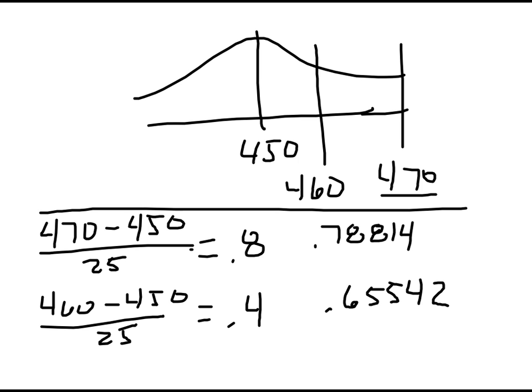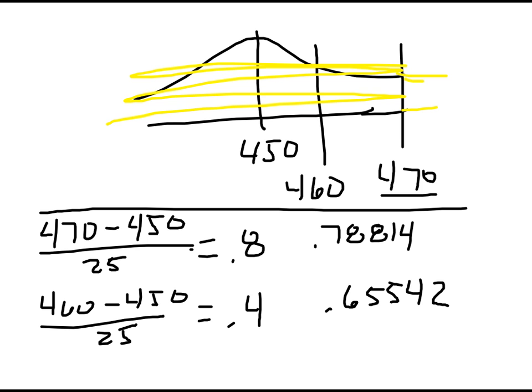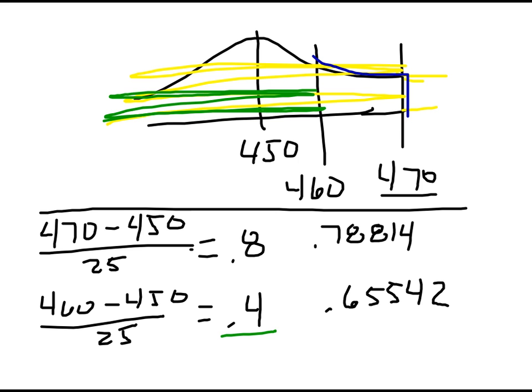So we know that the probability associated with an x of 470 is 0.78814, so that represents all of this. That's 78% of the chart. The probability associated with 0.4 is this piece right here. But we're interested in this piece. So in order to calculate that, given these two numbers, we subtract 0.65542 from 0.78814, and we get an answer of 0.1327.